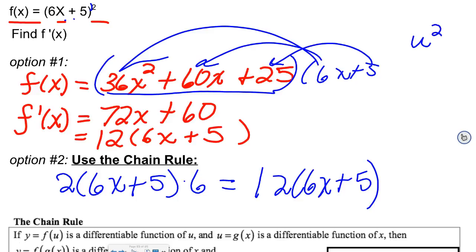11th. Okay, so he would say 12 times this stuff to the 11th power times the derivative of that stuff, which is what? 6, it'd be 72 times 6x plus 5 to the 11th. It would be the factored condensed version of if I waited 20 minutes for him to expand it all out. It's glorious. It's beautiful. You're going to do it quite well.